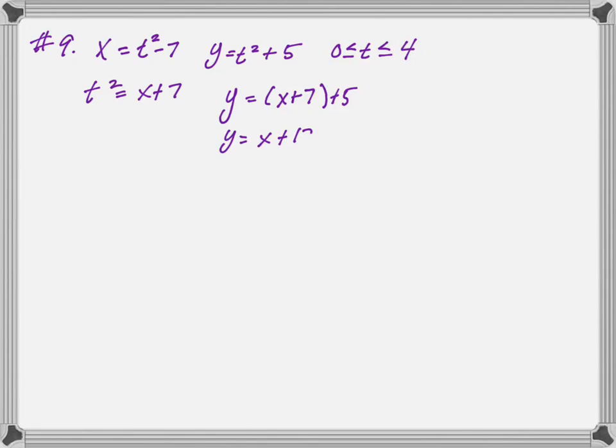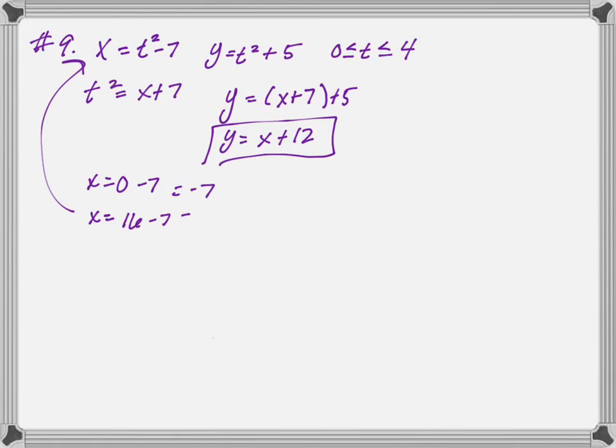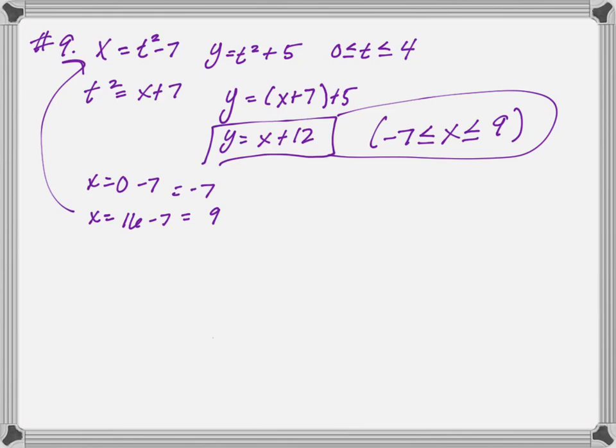x plus 12. So that would be that, and the restriction would be x equals 0 minus 7, so you have negative 7, and then x equals 16 minus 7, putting it back up into here, which is equal to 9. So the restriction would be negative 7 less than or equal to x less than or equal to 9. So that's part of the answer.